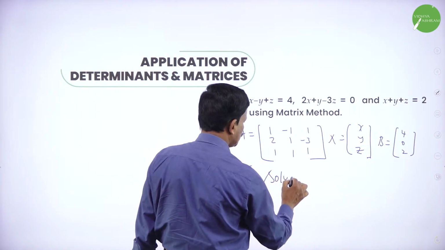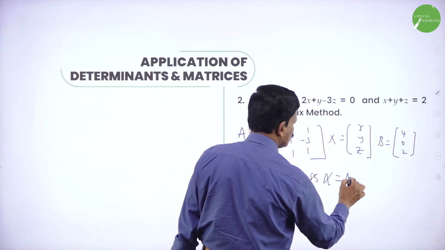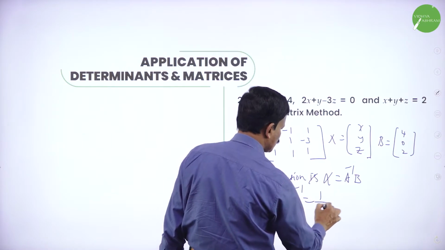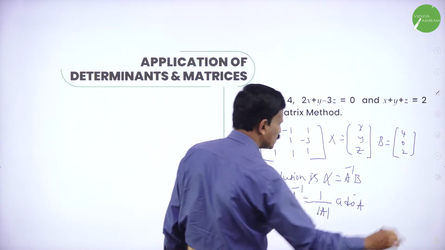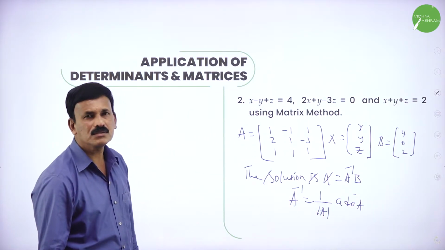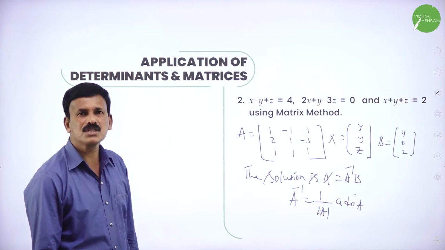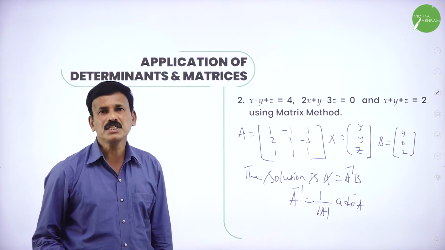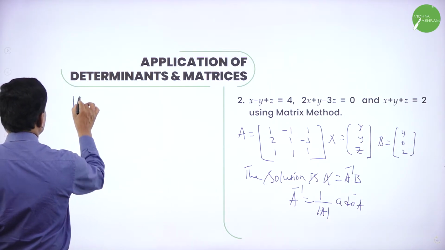The solution is X is equal to A inverse into B, where A inverse is equal to 1 over determinant of A into adjoint of A. This is the formula. Now let us find out the inverse. For that, find out the determinant of A.